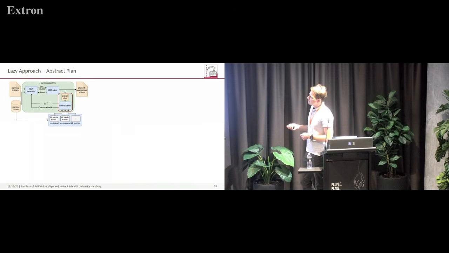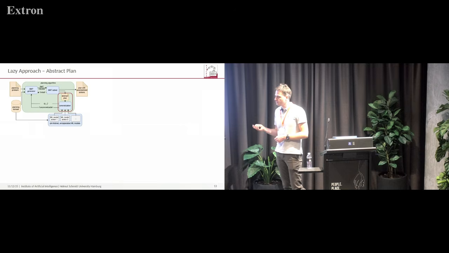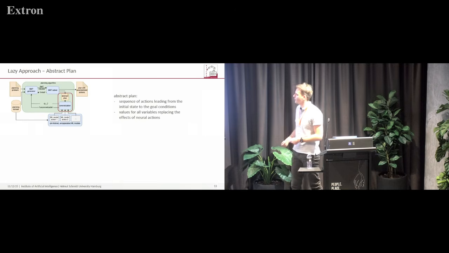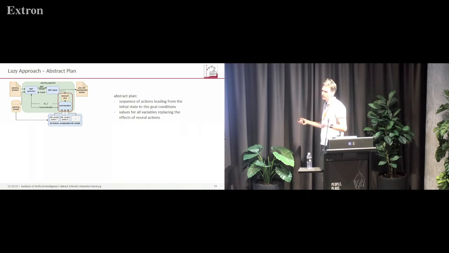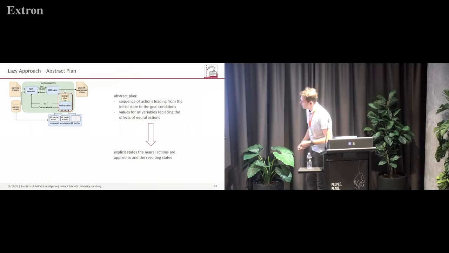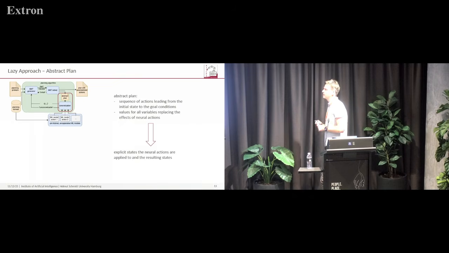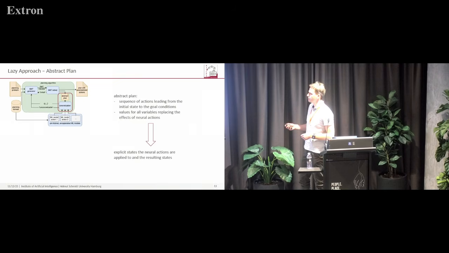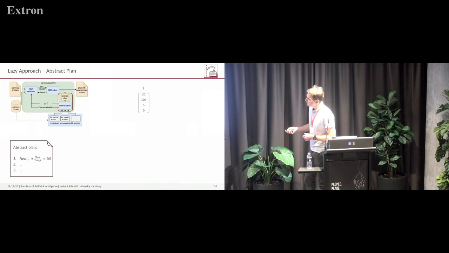Now, when the SMT solver finds a solution, then this solution is a sequence of actions leading from the initial state to the goal conditions. But there are also values for the variables I just showed you, so the variables replacing the effects of the neural actions. And with this information, we are able to derive the explicit states the neural actions are applied to, as well as the resulting state. And with this information, we then go further to the concretization.